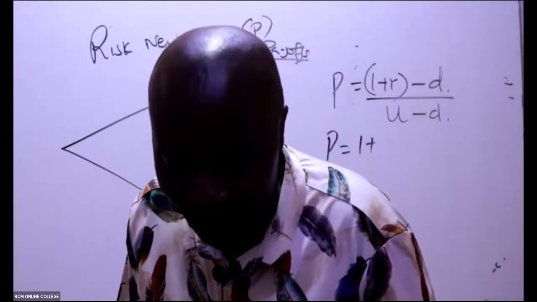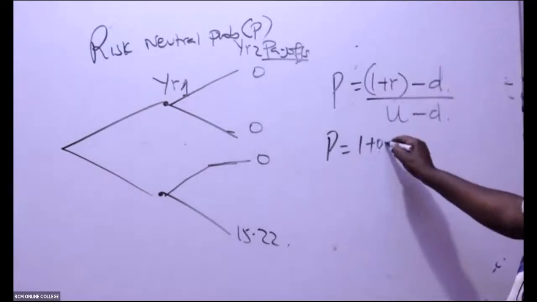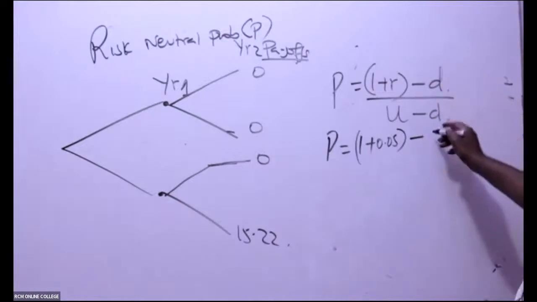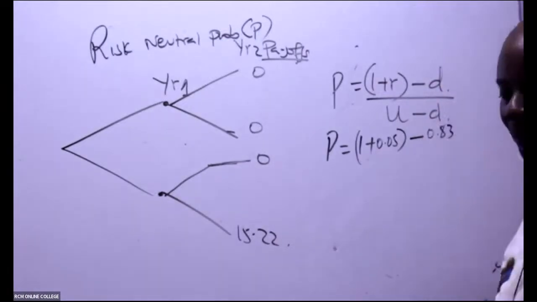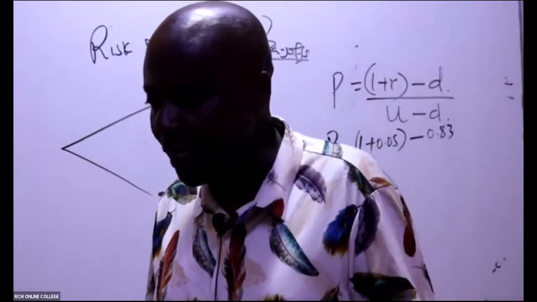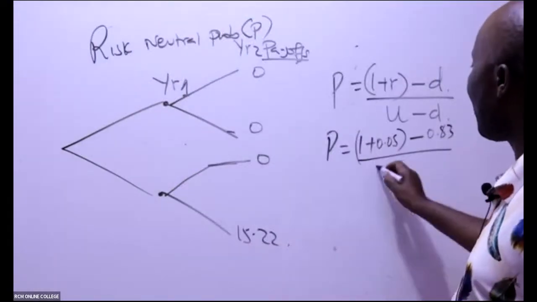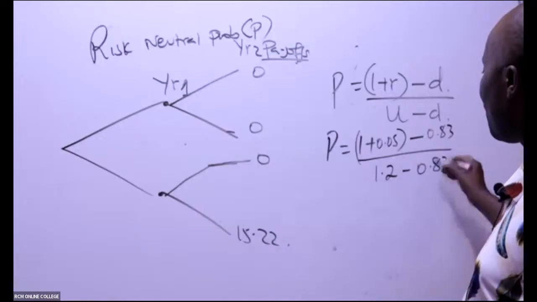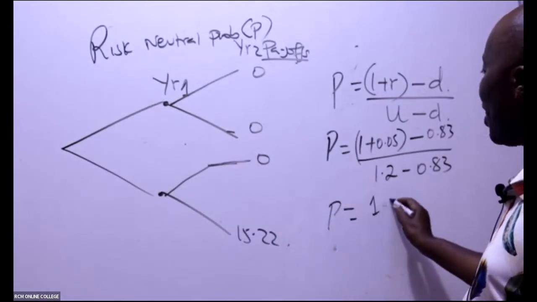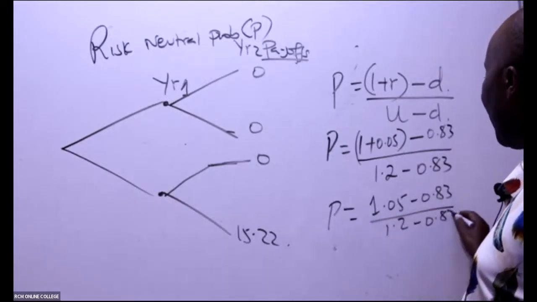I'm alone, but I will overcome. 5%, isn't it? So 0.05. Are you able to remember the downstroke? Downstroke was 0.83, isn't it? And the up was 1.2 minus this down, 0.83. So this risk-neutral probability will be 1.05 minus 0.83, all over 1.2 minus 0.83.